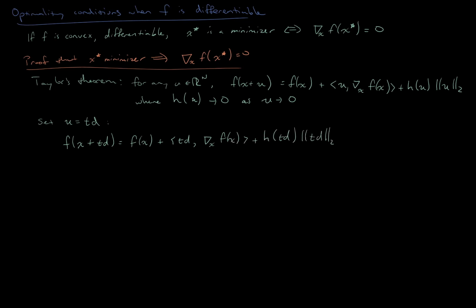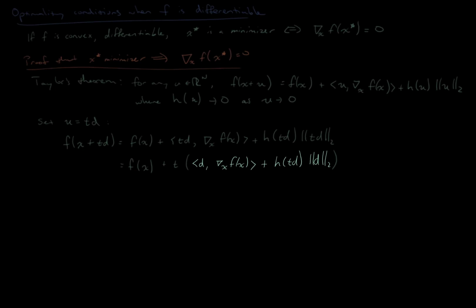And then I'm just going to note that we can pull t out of this inner product and out of this 2 norm. And when we pull t out, we're left with this term, the inner product of d with the gradient of f evaluated at x plus h of t times d, times the 2 norm of d. And now we just notice, well, what happens as t gets small? So as t gets small, this h of td goes to 0, and everything else inside of the parentheses remains fixed. And so what this is telling us is that as t gets small, this inner product, no matter what it is, is going to eventually dominate this expression.